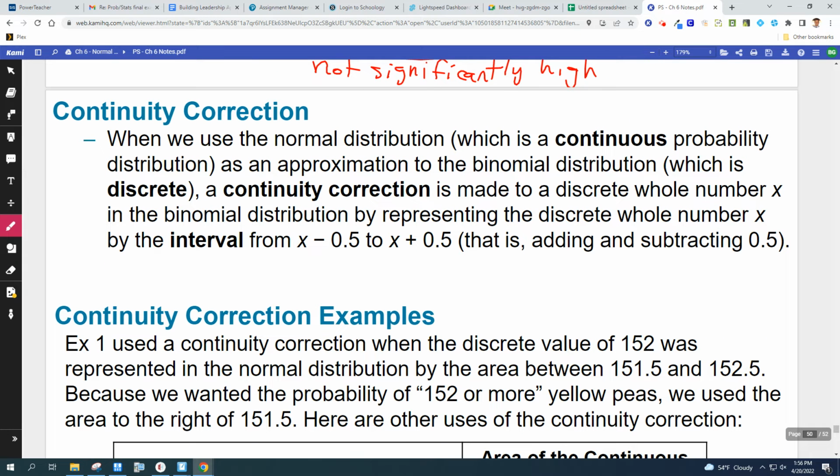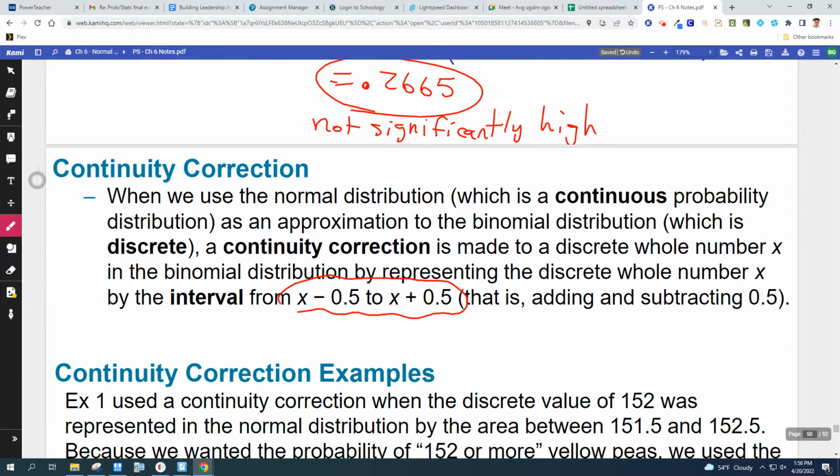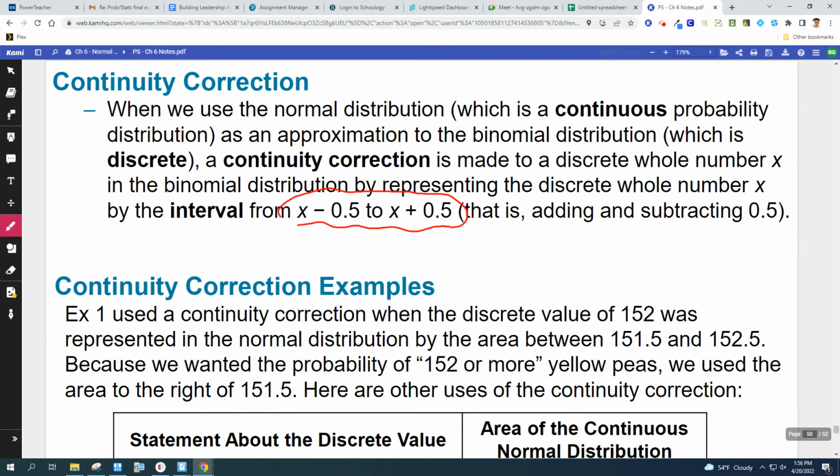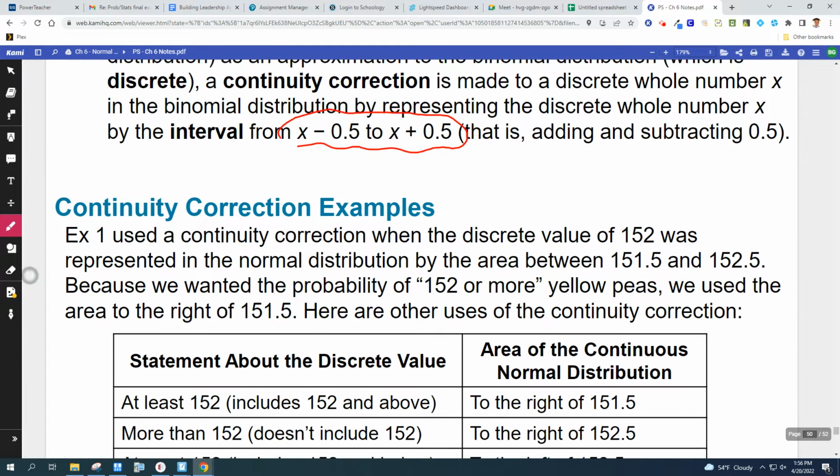Here's this continuity correction again. It seems kind of repetitive, and it is. Add or subtract 0.5. A little bit weird why we did that, but we had to do that to account for the continuous probability of the normal distribution as opposed to the discrete probability of the binomial.